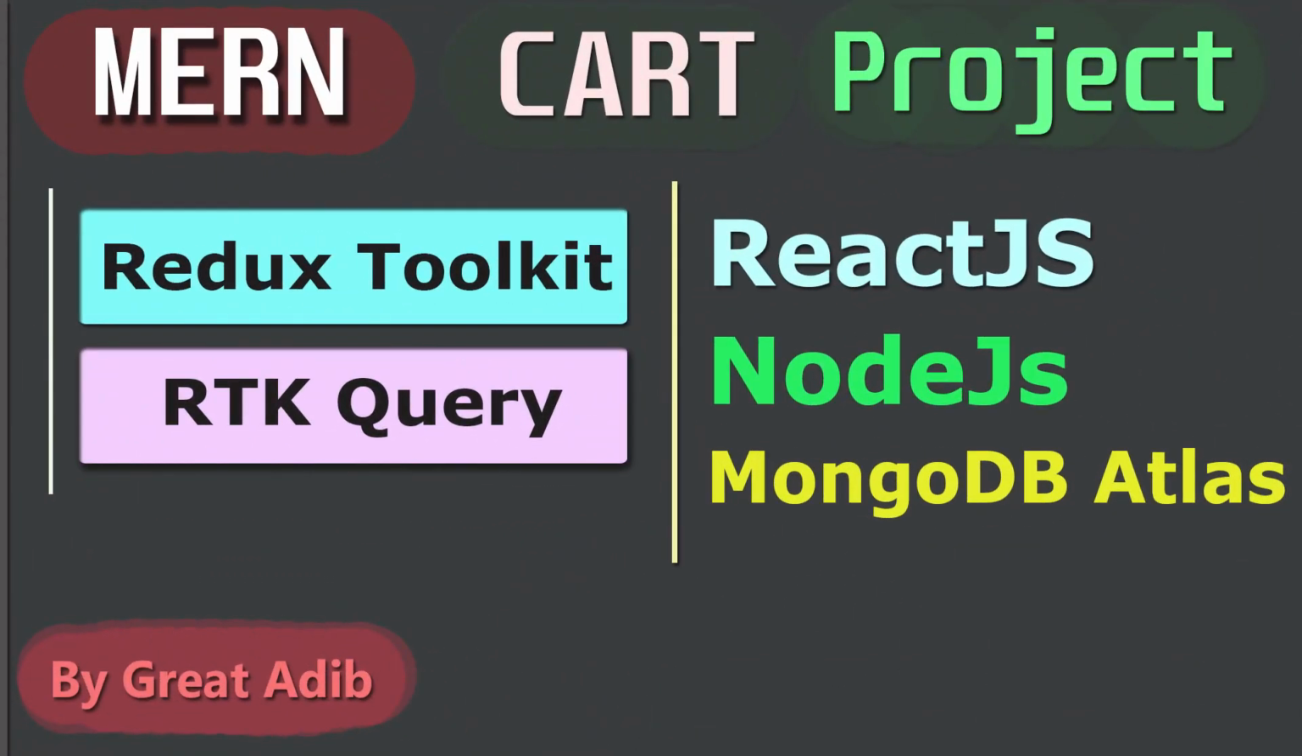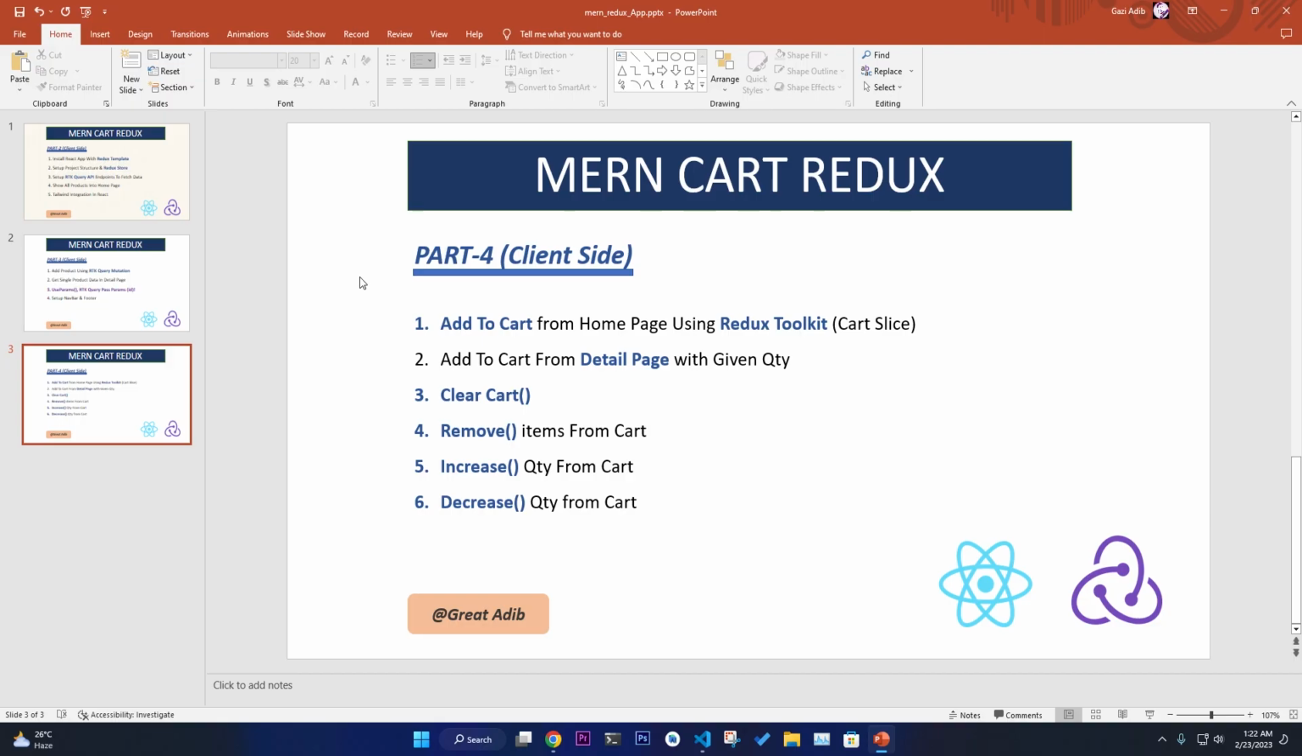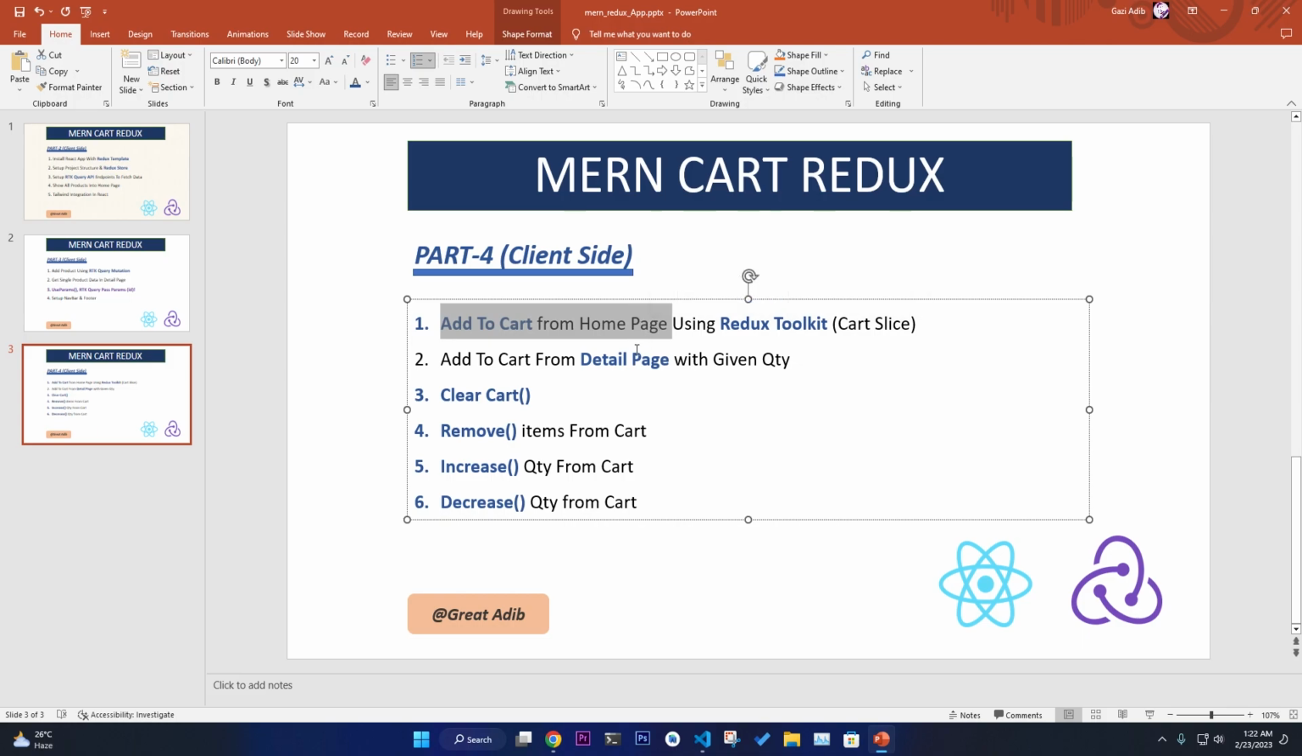So this is part 4 of our MERN cart project, add to cart functionality, and this is the main functionality. That's why I'm making this project for you using the Redux Toolkit and the best possible way, with proper best practices. So let's do this. Our first functionality would be add to cart from the home page. When we add a product from the home page, it will be added by one only because we don't have any control.